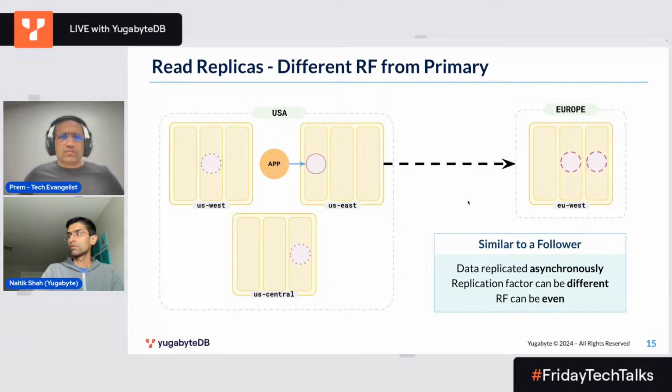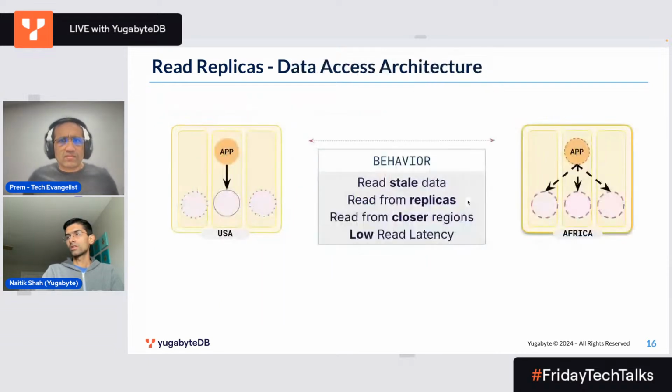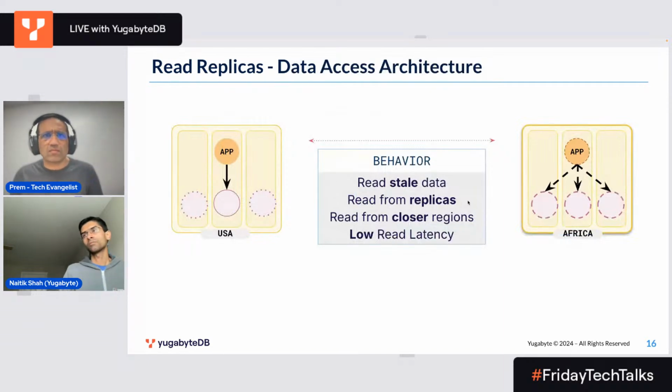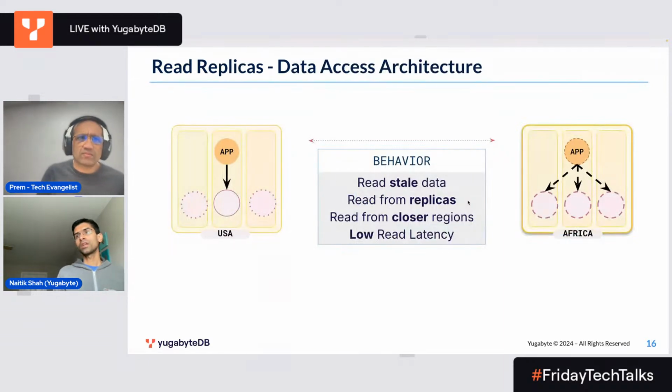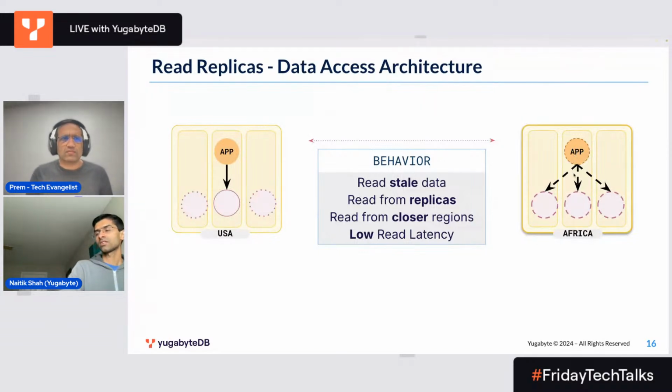I think this is just a summary slide where we are explaining how the overall architecture would be for read replicas. Essentially, you would have a primary, and then here is the read replica, because you see all the dotted lines here. So essentially, there's no leader here. You can have a different set of RF, and the local application can access the data at a pretty low read latency in this case.